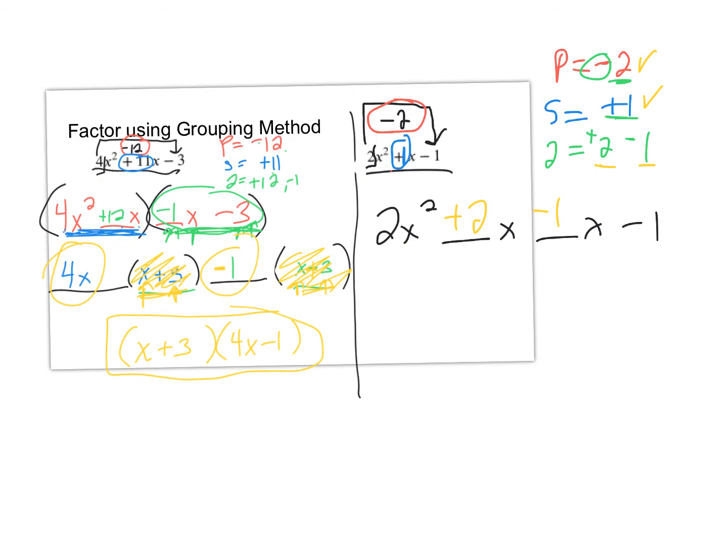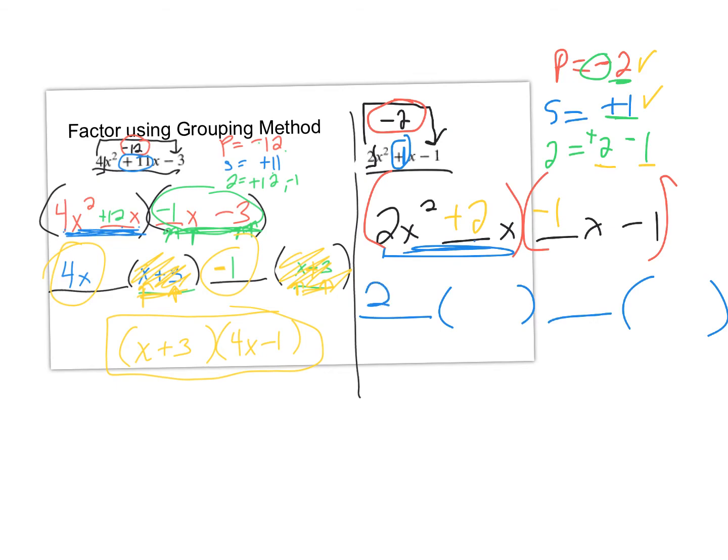All right, let's group this up. First, second, third, fourth. So here we go. So let's set it up. Parenthesis, parenthesis. Okay, so let's start. What can I take from this first grouping? So between 2 and 2, I can take out a 2. Between x squared and x, I can take an x. So dividing 2x squared by 2x, that's just x. 2x divided by 2x is positive 1.